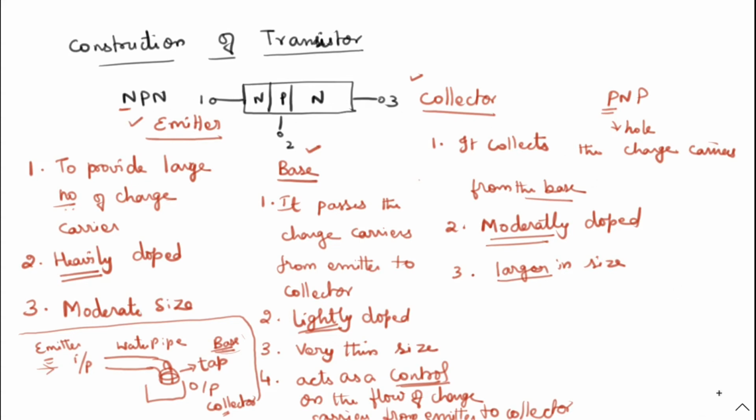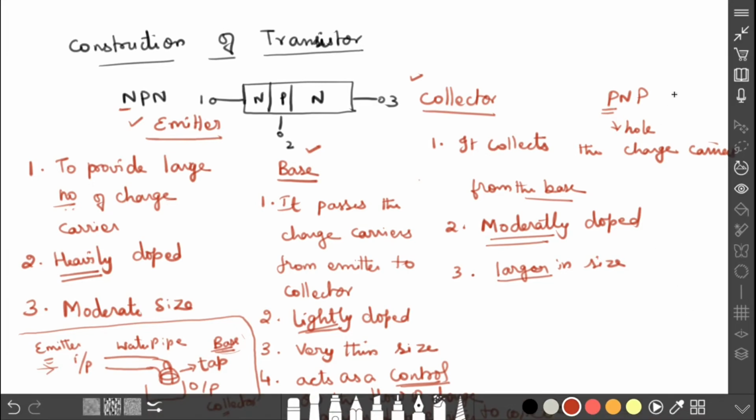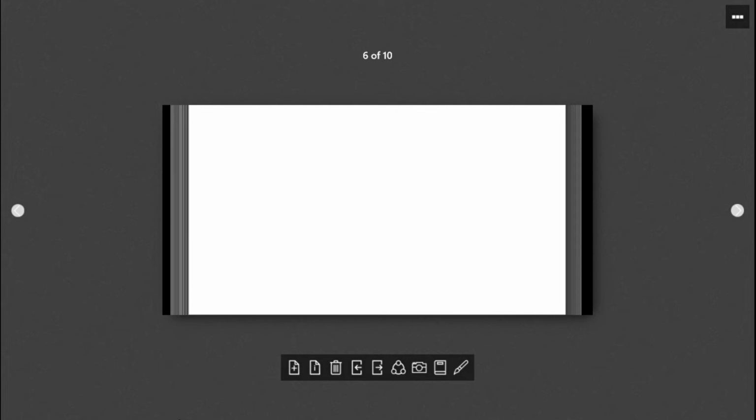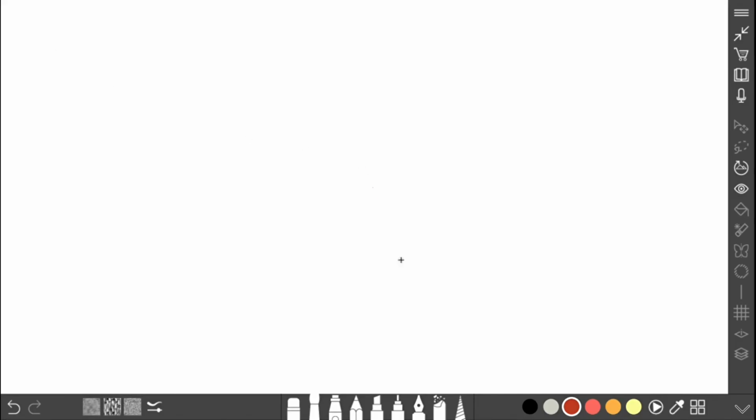Let us move to the symbolic representation of the transistor in the circuit. The next one is how it is represented in circuits. Symbolic representation or schematic representation of the transistor in circuits. We are going to discuss both NPN and PNP. So first let me consider NPN.